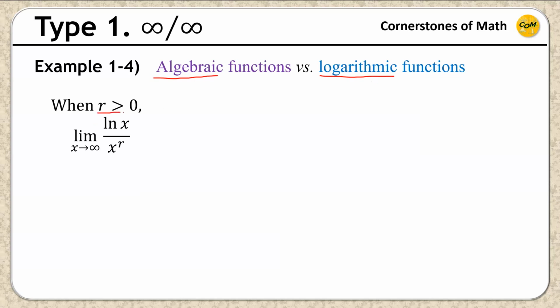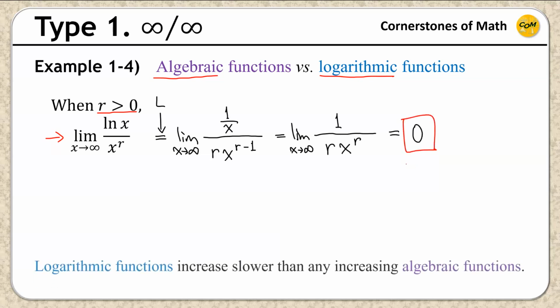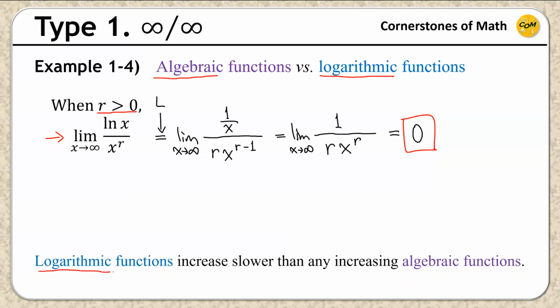That is, when r is positive, now we consider the limit of ln x divided by x to the power of r. By also using L'Hopital's rule, we have the limit of 1 over x divided by r times x to the power of r minus 1, which is equal to the limit of 1 over r times x to the power of r, which gives 0. This means that logarithmic functions increase slower than any increasing algebraic functions.